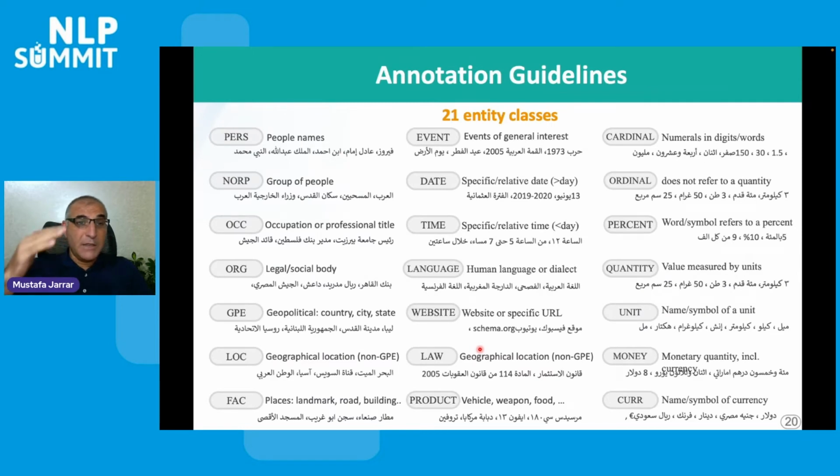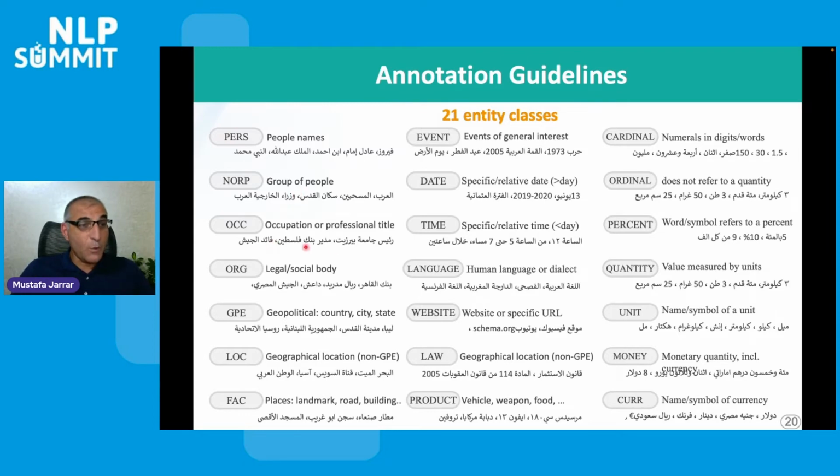The types of entities we covered are, as I told you, 21. So PERS, like people's names; NORP, what's called a group of people, like when you say, for example, Americans, Palestinians, Asians, Muslims, Christians, and so on.